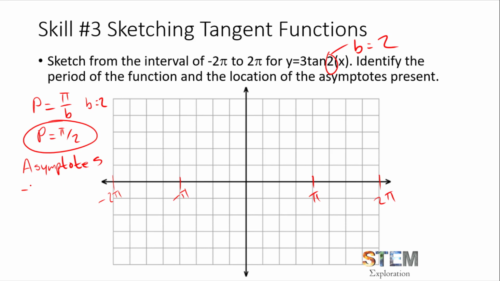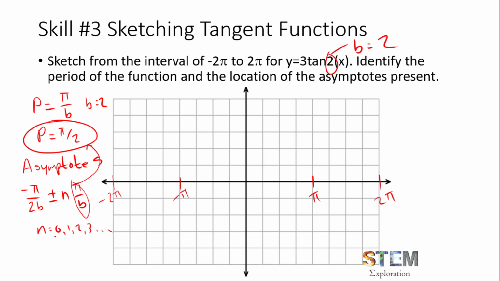Is negative pi over 2b plus or minus n, which just constitutes any whole number, like 0, 1, 2, 3, times pi over b. Well, pi over b is your period. This is simply your period.